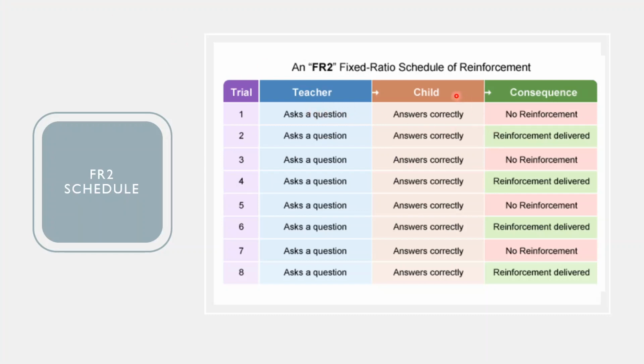The teacher asks a question, the child answers correctly, no reinforcement happens. The teacher asks a question the second time, the child answers the question the second time, and the child gets a gold star. They get reinforced after every 2 correct answers. Fixed ratio 2. You can pick any number for a fixed ratio. You can have a fixed ratio 10 where you're reinforced after every 10 behaviors, a fixed ratio 100 where you're reinforced after every 100 behaviors. And it would function exactly like this, just with more periods of non-reinforcement.